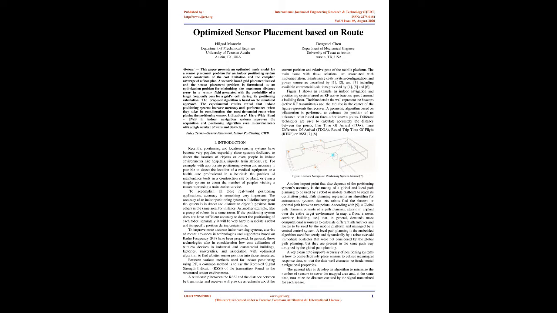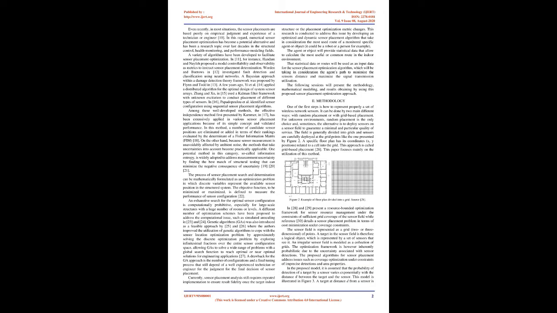The main issue with these solutions is associated with implementation, maintenance costs, system configuration, and power source, as described by 1, 2, and 3, including available commercial solutions provided by 4, 5, and 6. Figure 1 shows an example of an indoor navigation and positioning system based on RF active beacons spread around a building floor. The blue dots in the wall represent the beacons, active RF transmitters, and the red dot in the center of the figure represents the receiver.